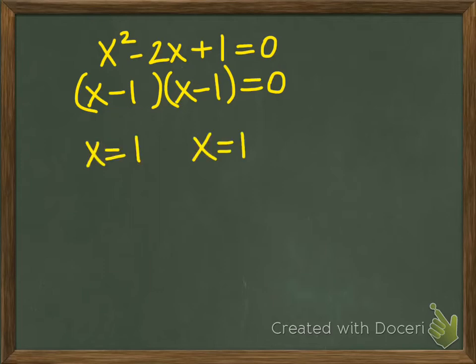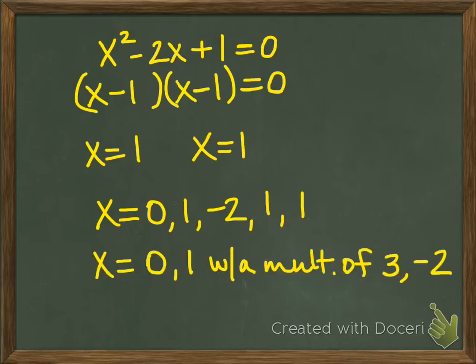So I set these equal to 0, and I find out that x equals 1, 2 times, so that has a multiplicity of 2. So when I list out my zeros, I have 0, 1, negative 2, 1, and 1. So here's my 5 total solutions. If I wanted to, I could rewrite it and say I have 0, 1 with a multiplicity of 3 because it actually showed up 3 times, and then negative 2. Whichever way is fine with me.